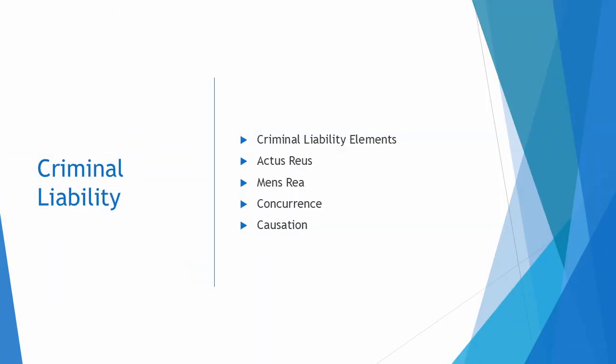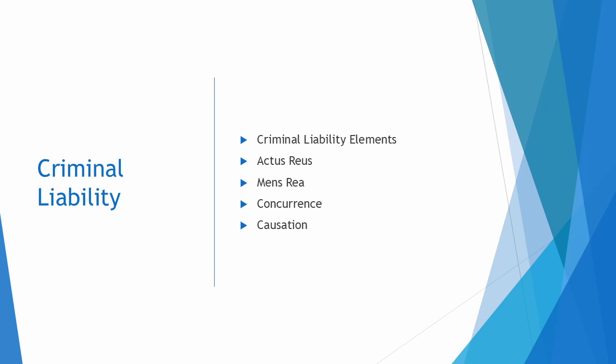Criminal liability is the legal responsibility of an individual for committing a crime, established by meeting the required elements of a criminal offence. The elements of criminal liability are actus reus, mens rea, concurrence, causation, harm, and legality. Actus reus is the physical act or conduct that constitutes a criminal offence. Mens rea is the mental state or intent of the person committing the crime. Concurrence is the requirement that the actus reus and mens rea occur together.